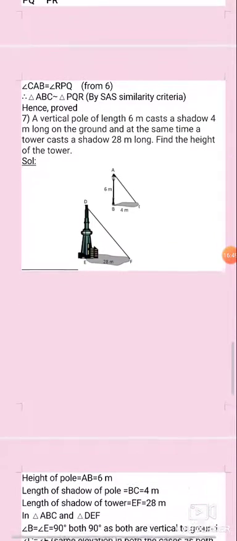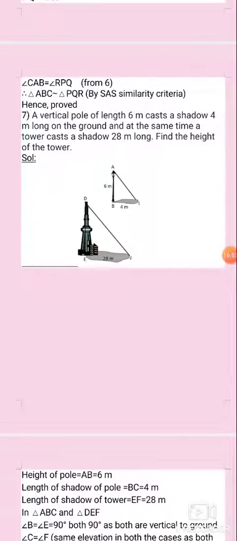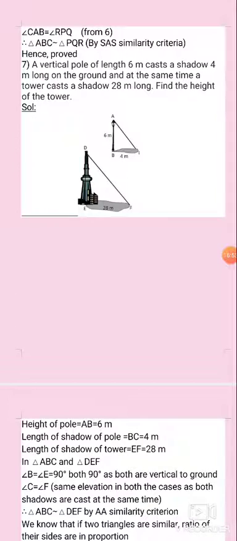A vertical pole of length 6 meters casts a shadow 4 meters long on the ground, and at the same time a tower casts a shadow 28 meters long. Find the height of the tower. So the height of the pole AB is equal to 6 meters. Length of the shadow of the pole BC is 4 meters. Length of the shadow of the tower EF is equal to 28 meters.